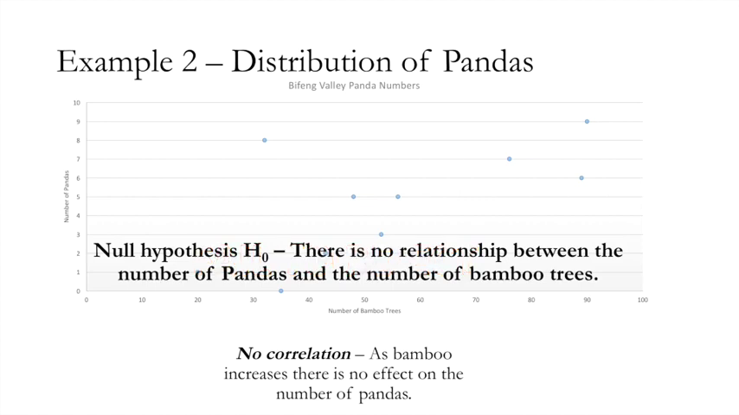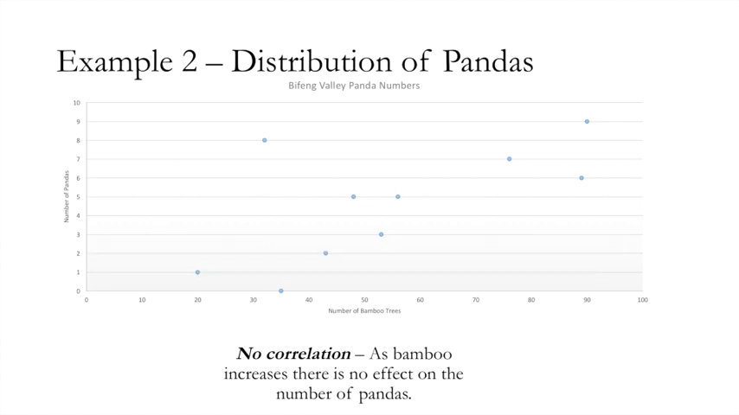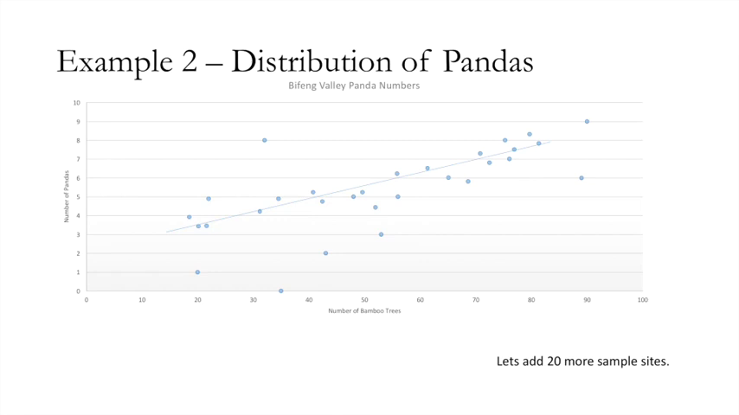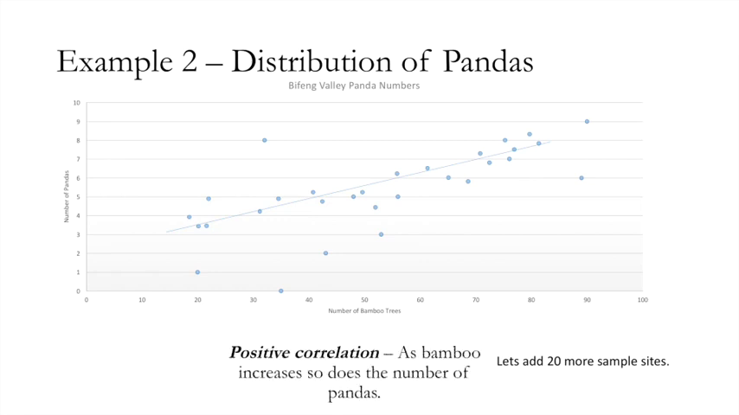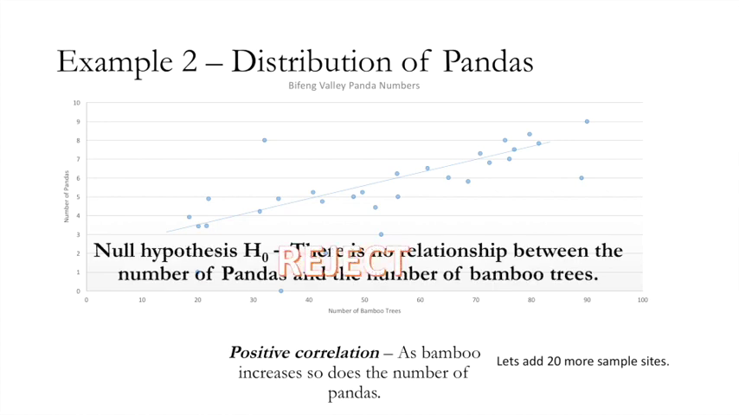So what we may do is revisit our experimental design and consider, well, can we add 20 more sample sites? Can we increase the amount of sample sites that we can analyse for this experiment? And that's going to be down to finances, and this is all things you need to consider beforehand. But say we do have the money and we can add 20 more sample sites. Suddenly we have a really strong, clear indication, positive relationship, positive correlation. Yes, as bamboo increases, so does the number of pandas. So we can reject our null hypothesis that there is no relationship.